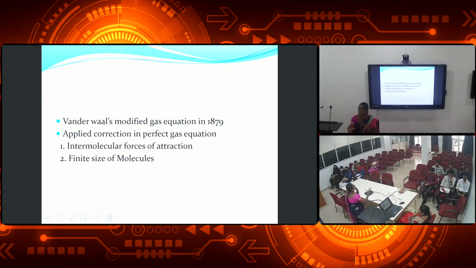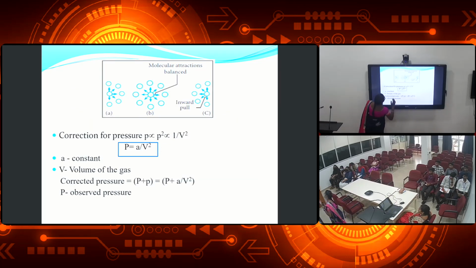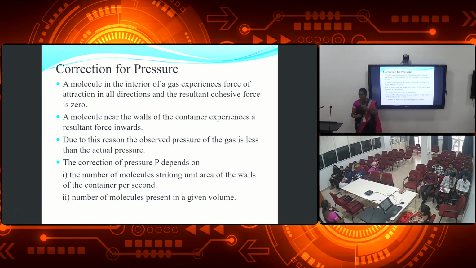We can consider the size of the molecule, and we can consider the force of attraction between the molecules. We can make these two corrections, and they make the van der Waals equation. Okay. The first one is the correction for pressure. Now, listen.